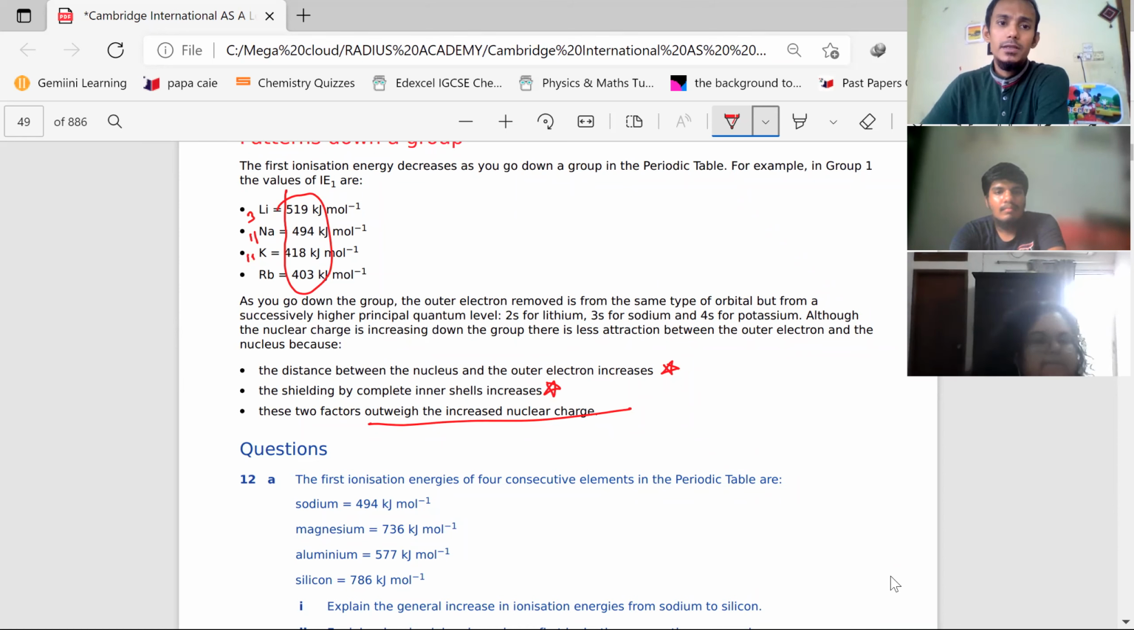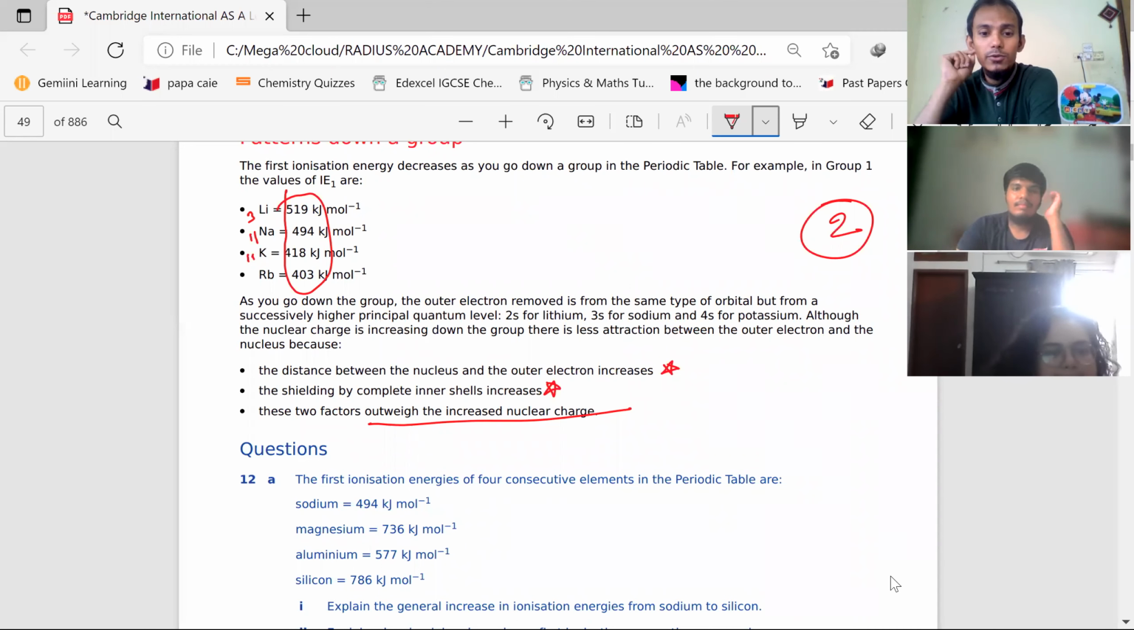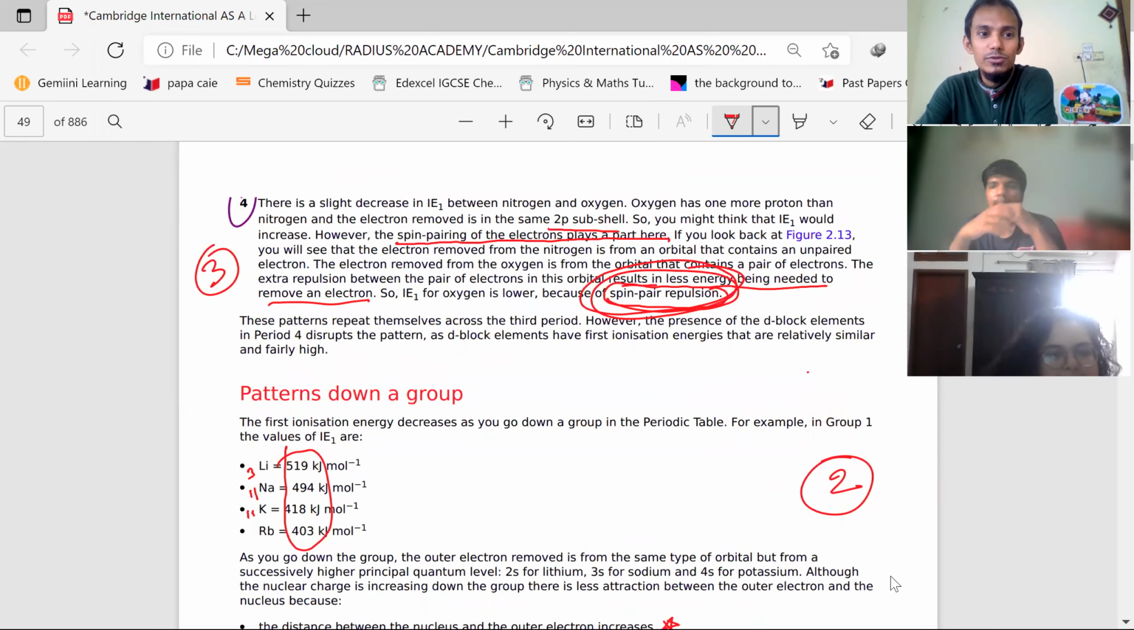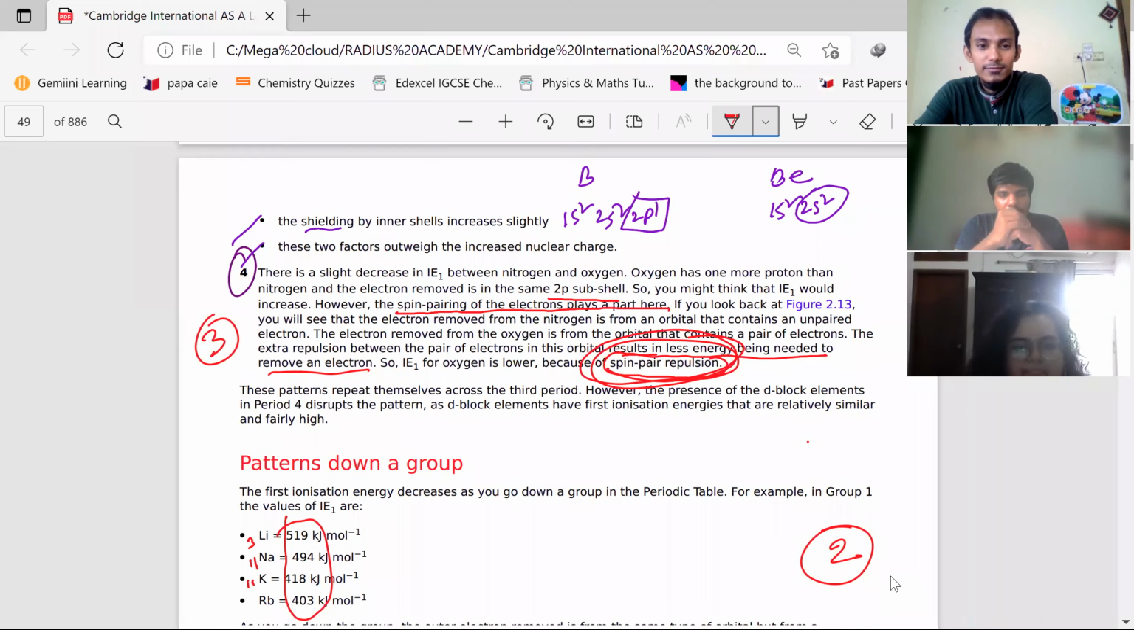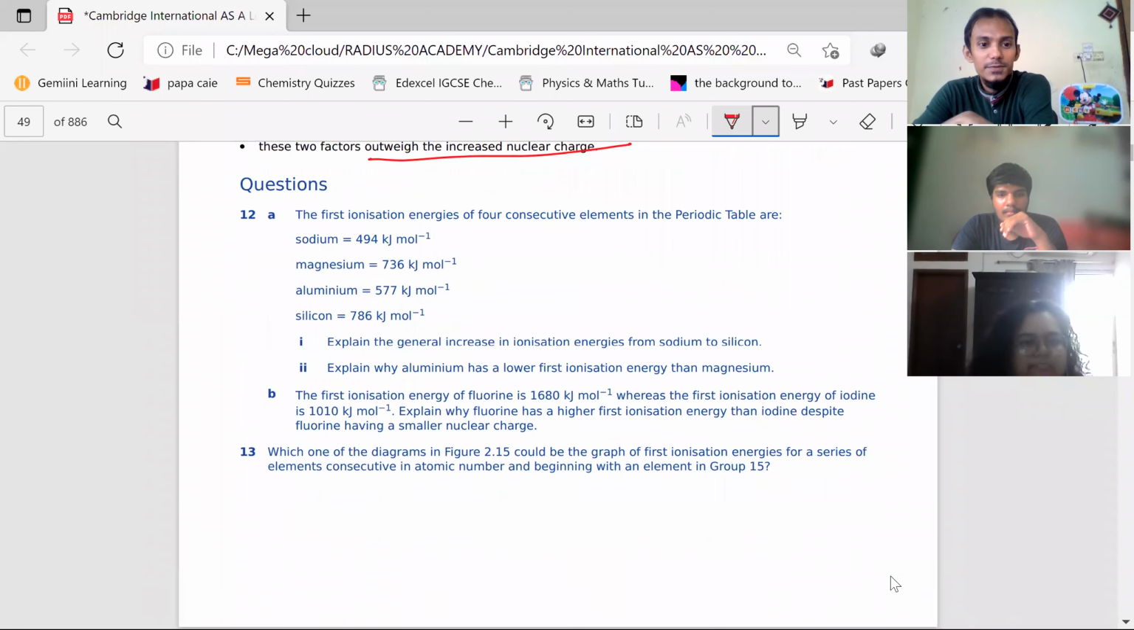So they can ask this question for 2 marks. In the past question papers, they ask this question for 2 marks, and it is very easy. If they want to give you marks, they will ask this question. If they want you to struggle, then they will ask you number 4 point: why there is a discrepancy between nitrogen and oxygen. If they want you to struggle more, then they will ask why from phosphorus to sulfur there is a decrease. Okay? So be aware.